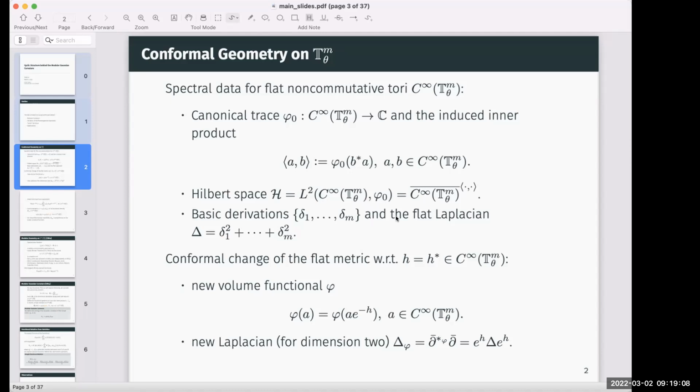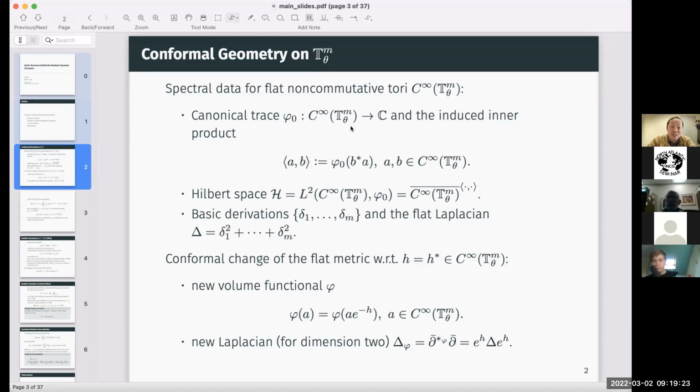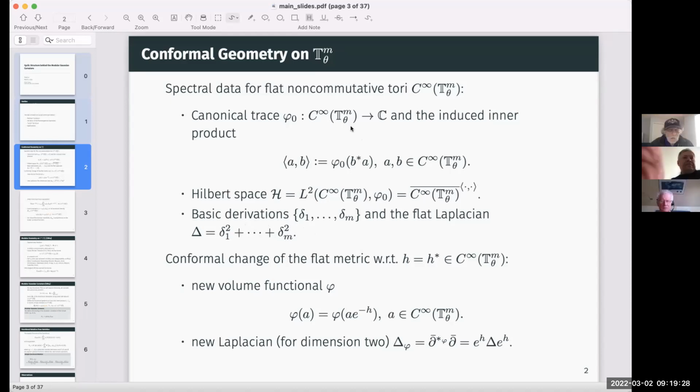In particular, the flat Laplacian can be written as just ∂_{x1}² plus ... plus ∂_{xm}². So these are the basic notations for the differential calculus, pretty much identical to what happens on the torus. Here, this Δ represents a flat metric, the usual Euclidean metric.